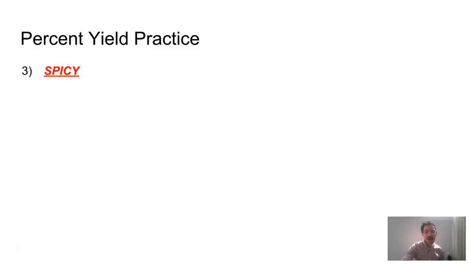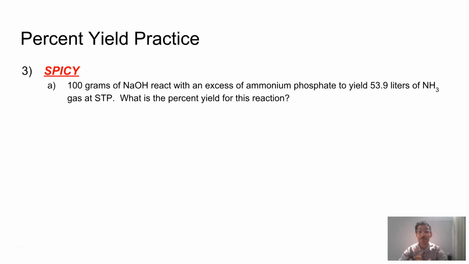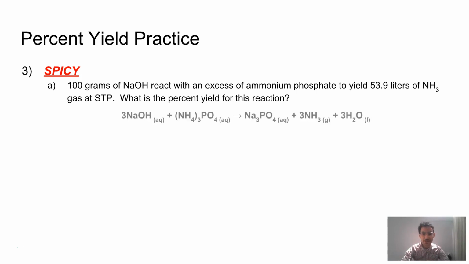Anyway, one more spicy problem. Let's look at this. We've got 100 grams of sodium hydroxide. It's reacting with an excess of ammonium phosphate, and we're given a yield in liters of NH3, ammonia gas. So what is our percent yield for this reaction going to be? Well, here's our fun chemical equation. Why don't you give this a crack on your own, and then we'll go through it together.